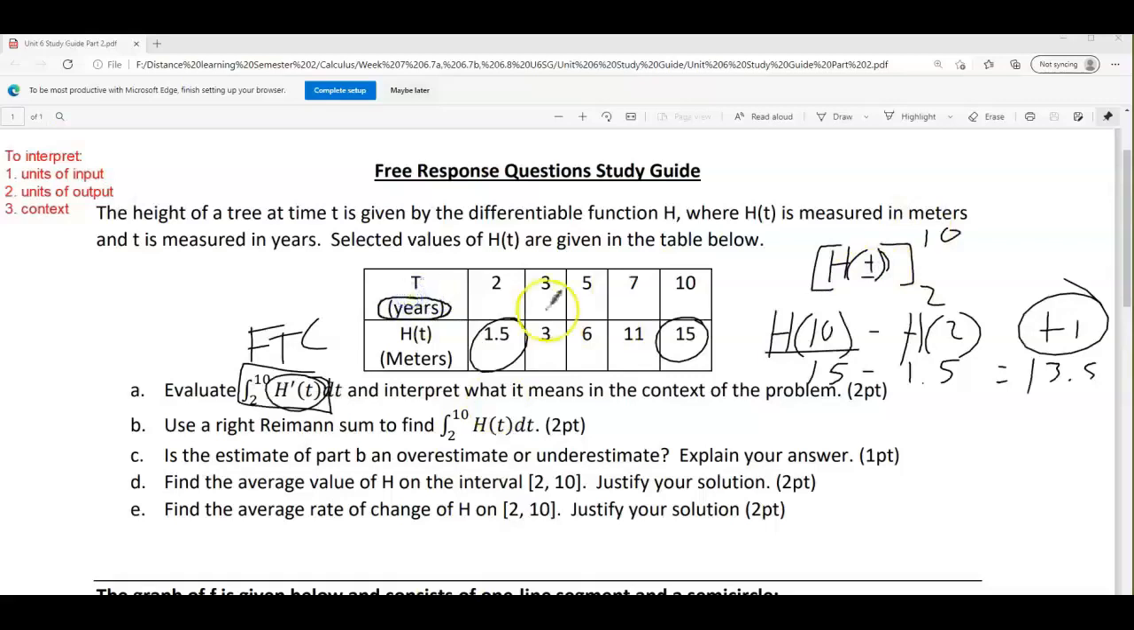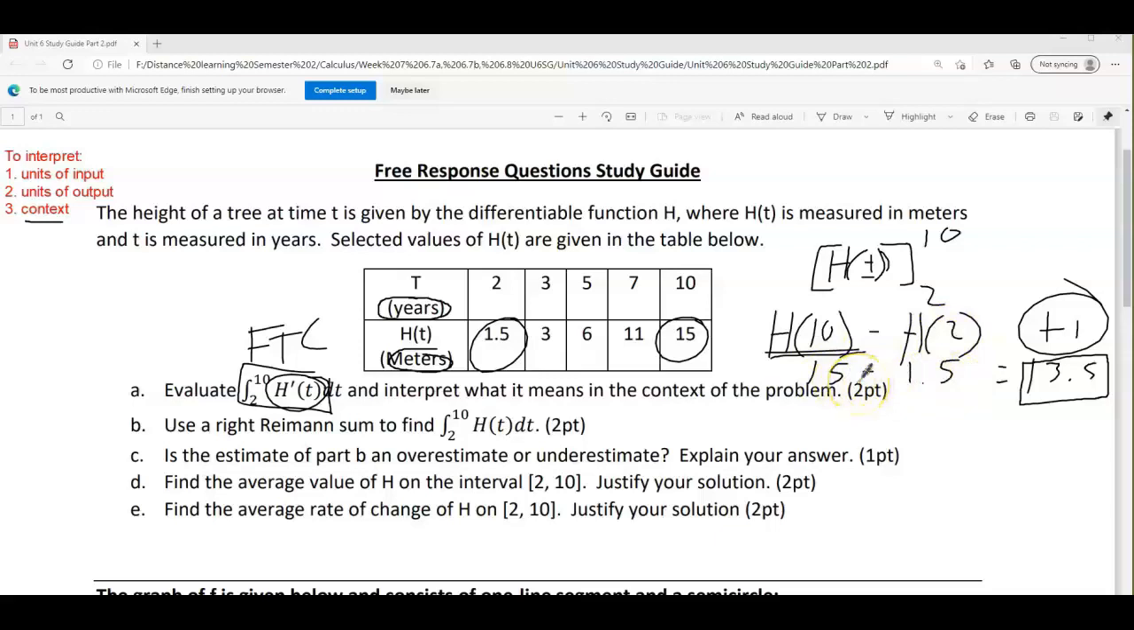So our interpretation has to have something to do with years. And our output variable is the height of the tree, and that's measured in meters. And the context is we're talking about a tree that's growing over time. So now we're almost there, but we need to interpret what this number actually means then. Well, h of 10 equals 15. That means that's the tree's height at the 10th year. It's 15 meters tall. Second year, the tree's height is 1.5.